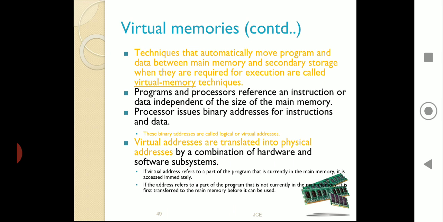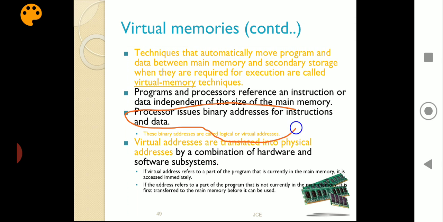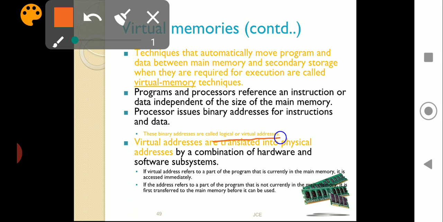Now, whatever addresses are getting generated, these are very important. The processor will refer to the instructions or data space which is independent of the available main memory. That means the binary addresses here are called logical or virtual addresses. So this is a very important point to be noted. Whatever binary addresses are getting generated, these are called your logical or virtual addresses. The processor issues these binary addresses for instructions and data. Okay, so this whole part is clear, I guess.